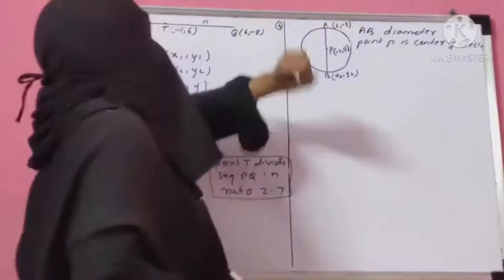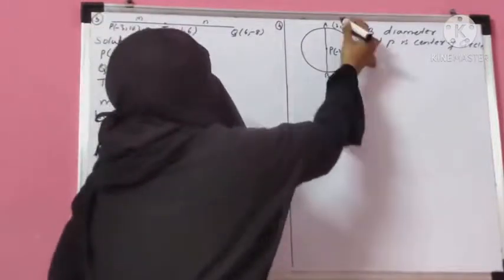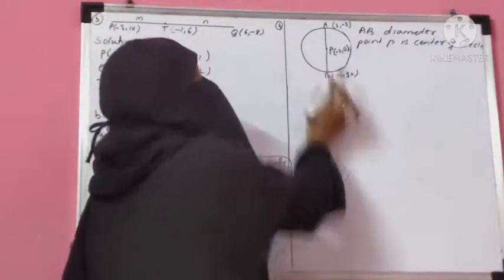Okay. Next question is: AB is the diameter of a circle, point P is the center.